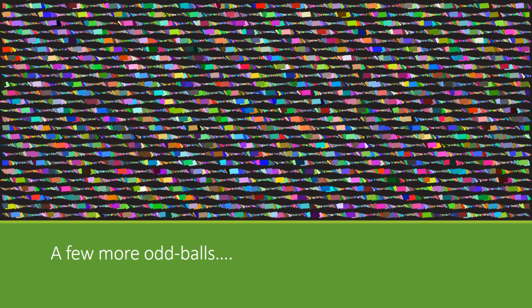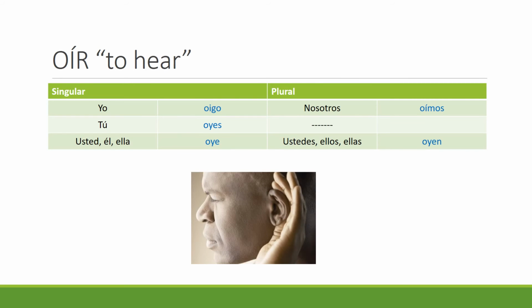A few more oddballs that you will just have to memorize. I'm very sorry, but these are a little bit tricky. We're going to go through them one by one. Oír means to hear. This is a little bit difficult, so you would just have to memorize its different forms and practice it as much as you can by using these in sentences. Oigo, oyes, oye, oímos, oyen.